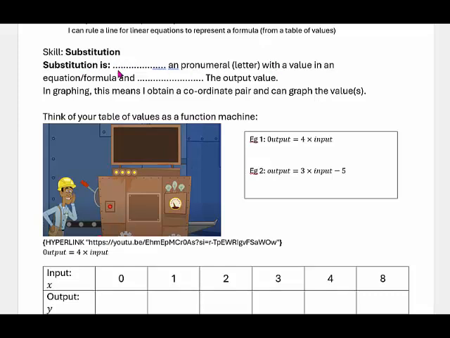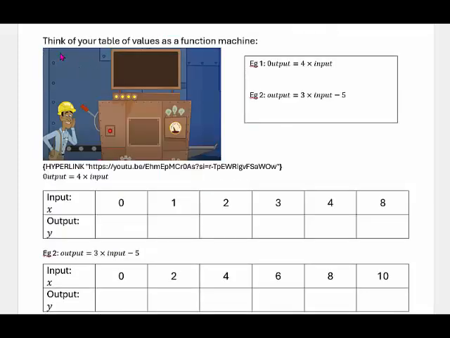And substitution is when you swap a pronumeral or a letter with a value and put it into an equation and you get an answer out. So substitution is when we replace or swap a pronumeral, so a letter, usually X or Y, with a value. That's a value as a number in an equation or formula, and obtain an output number. So it means we put a number in and we get a number out.